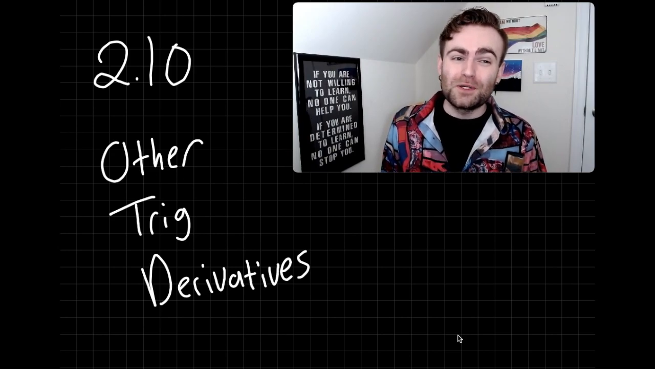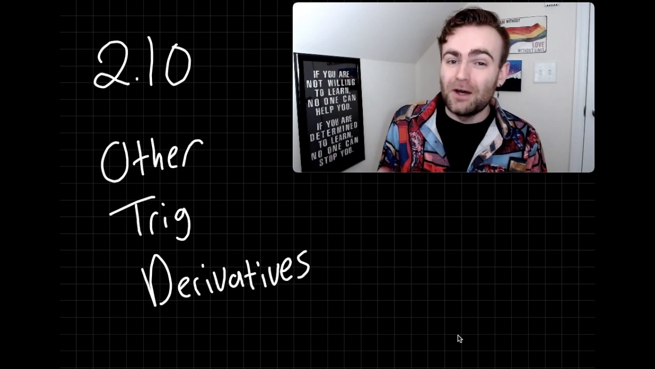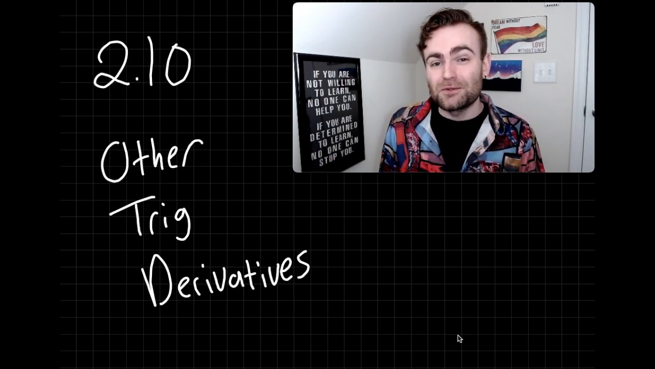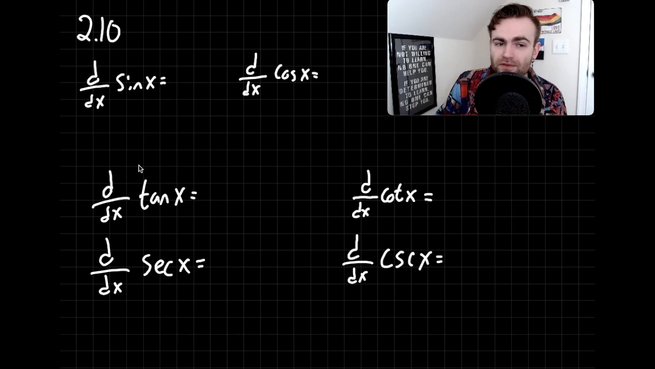Welcome everyone to a quick overview of lesson 2.10 from calculus, which is all about other trig derivatives. Without any further ado, let's hop on in. So let's start off reviewing what the derivatives of sine and cosine are. The derivative of sine is cosine, and the derivative of cosine is negative sine.